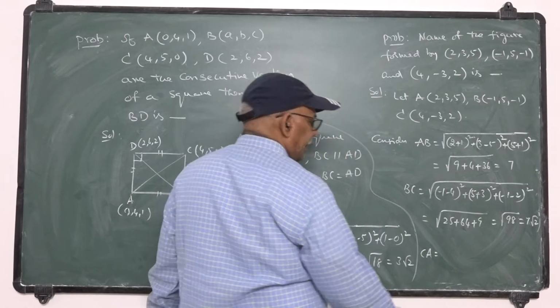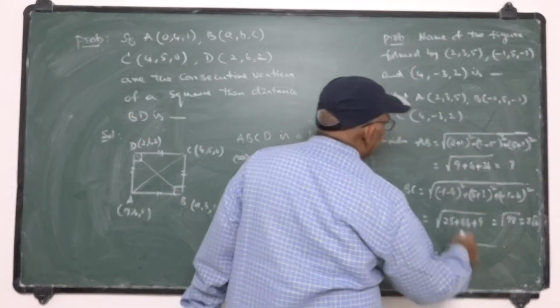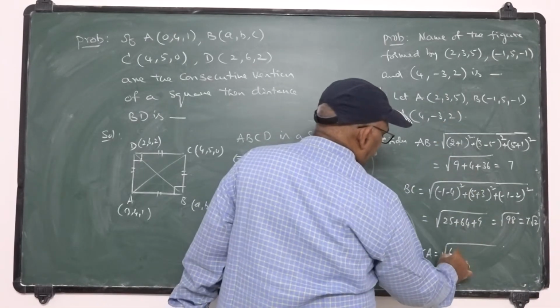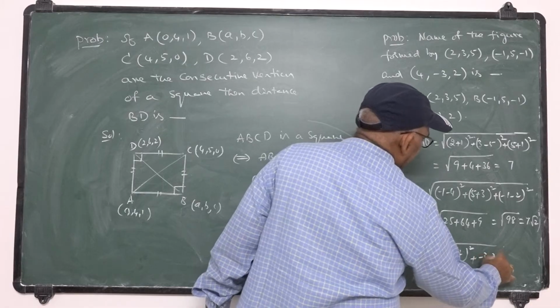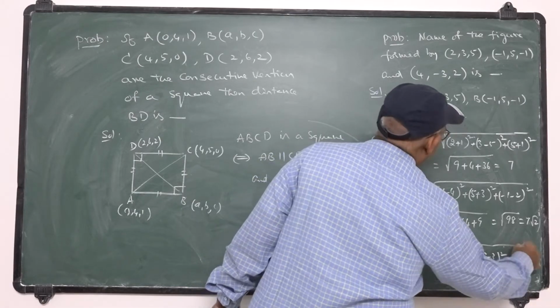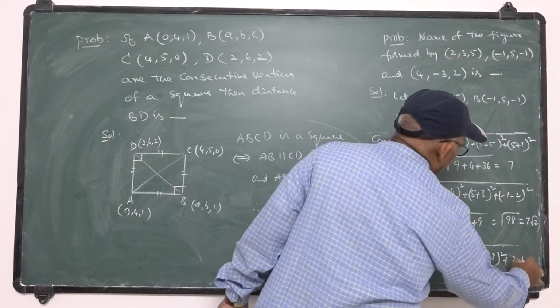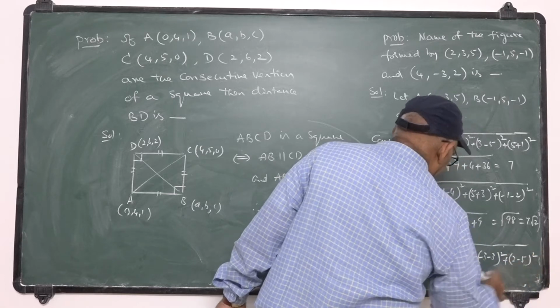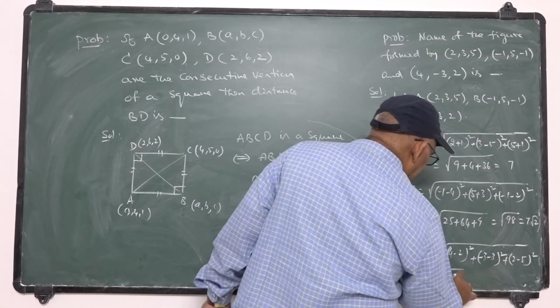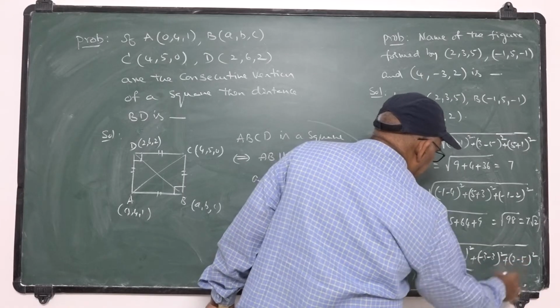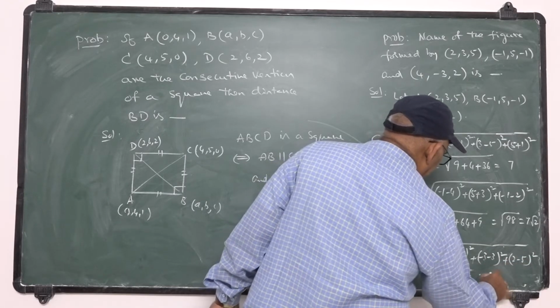Taking CA here. The distance between C and A is 4 minus 2 whole square, minus 3 whole square, plus 2 minus 5 whole square. That gives us 4 plus 36 plus 9, which gives us 7.